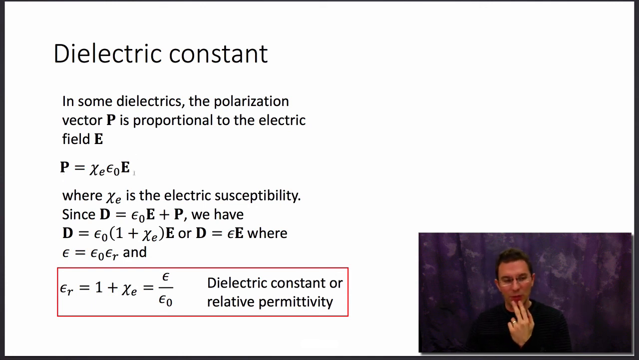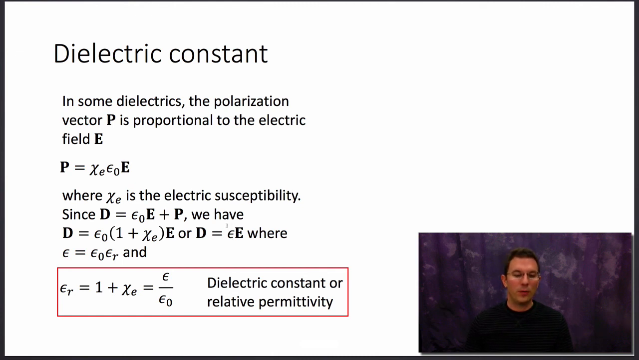For a lot of materials, this works well. And so we can make the substitution for P into the definition now of the electric flux density D, like this. And so we find that the electric flux density D is equal to the free space permittivity times 1 plus the electric susceptibility times the electric field. Or we can write it simply as D is equal to epsilon E, okay? Where this is equal to now the permittivity of the material, essentially.